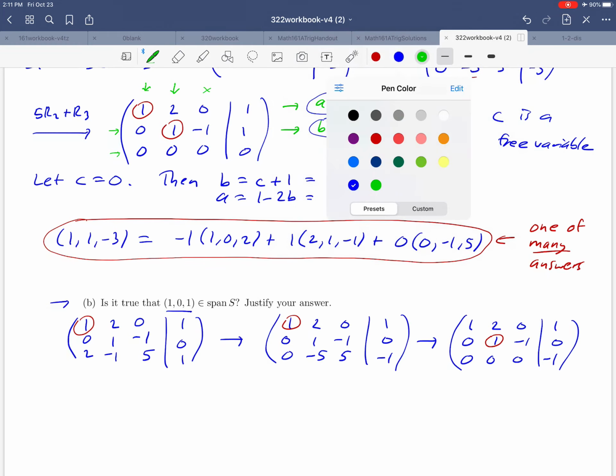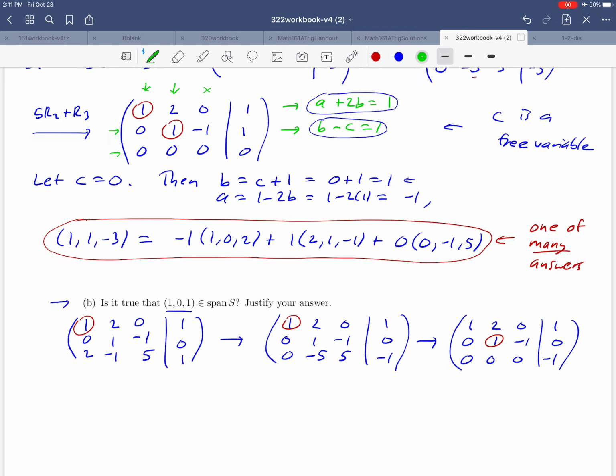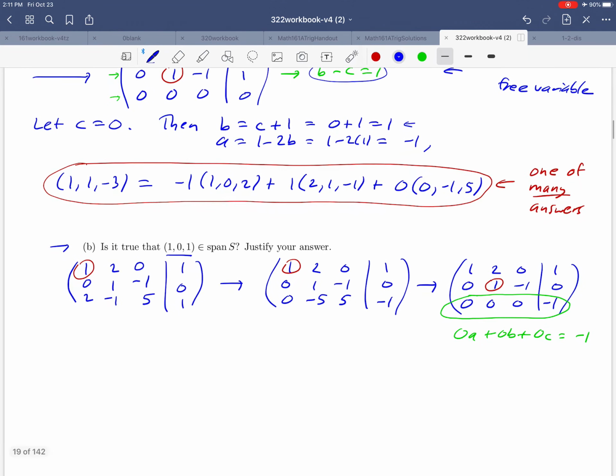If you look carefully, there's a bit of a problem here, and it's the third equation. What does that say if you read it off? It would be saying 0a plus 0b plus 0c equals negative 1. Can that be a true statement? That's impossible, because if you simplify the left-hand side, it says that 0 is equal to negative 1. There's no solution to that.